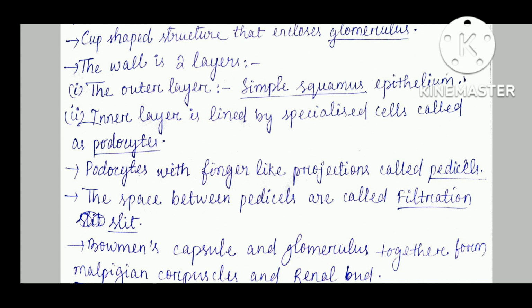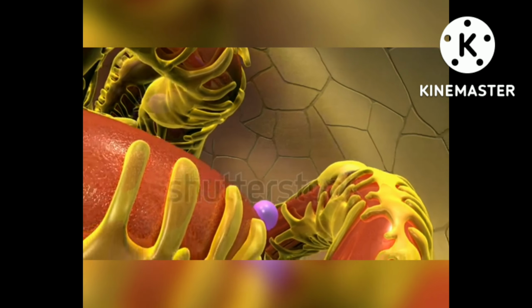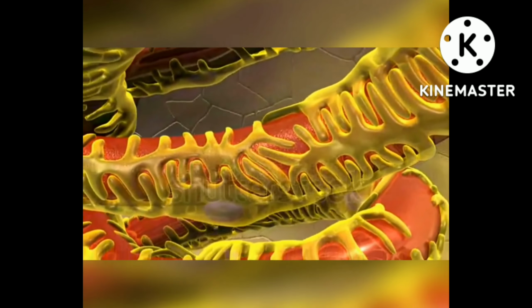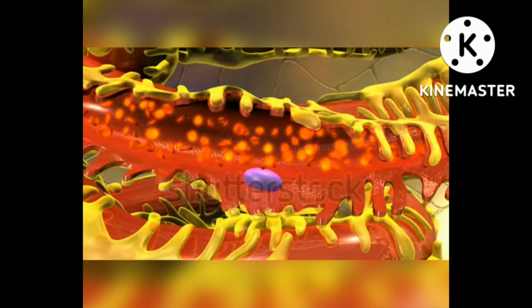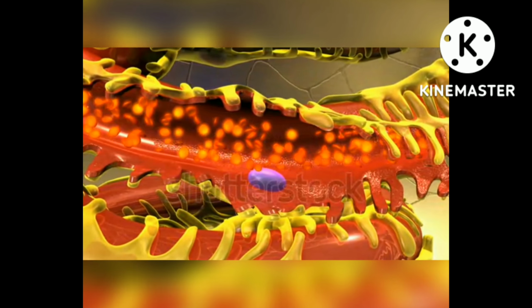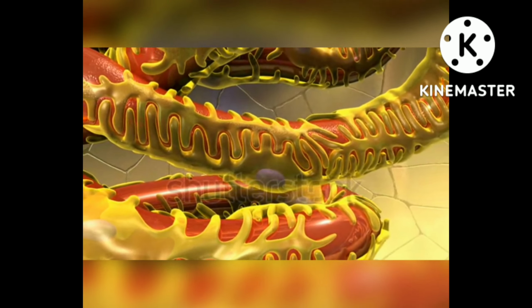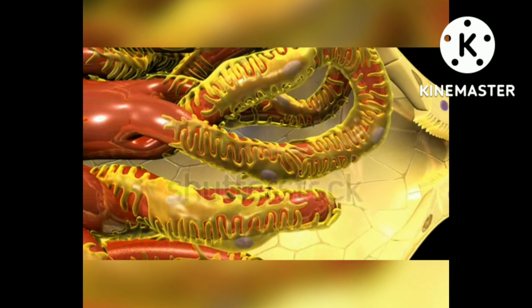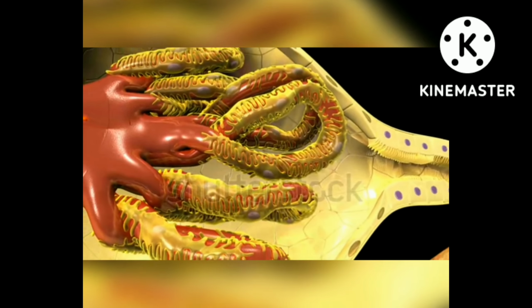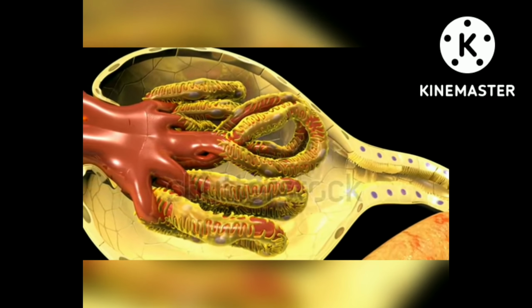The inner layer is lined by specialized cells called podocytes. Podocytes have finger-like projections called pedicels. The spaces between pedicels are called filtration slits. Bowman's capsule and glomerulus together form the Malpighian corpuscle or renal corpuscle.